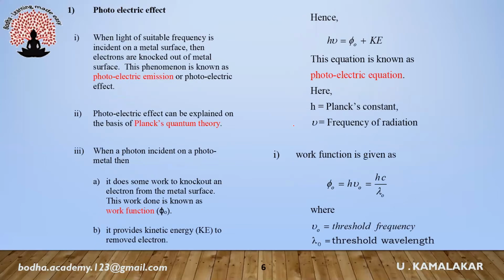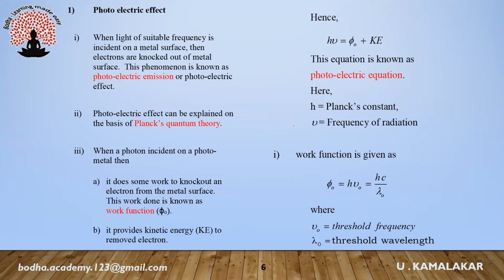Next topic, photoelectric effect. When light of suitable frequency is incident on a metal surface, then electrons are knocked out of the metal surface. This phenomenon is known as photoelectric emission or photoelectric effect. Photoelectric effect can be explained on the basis of Planck's quantum theory.